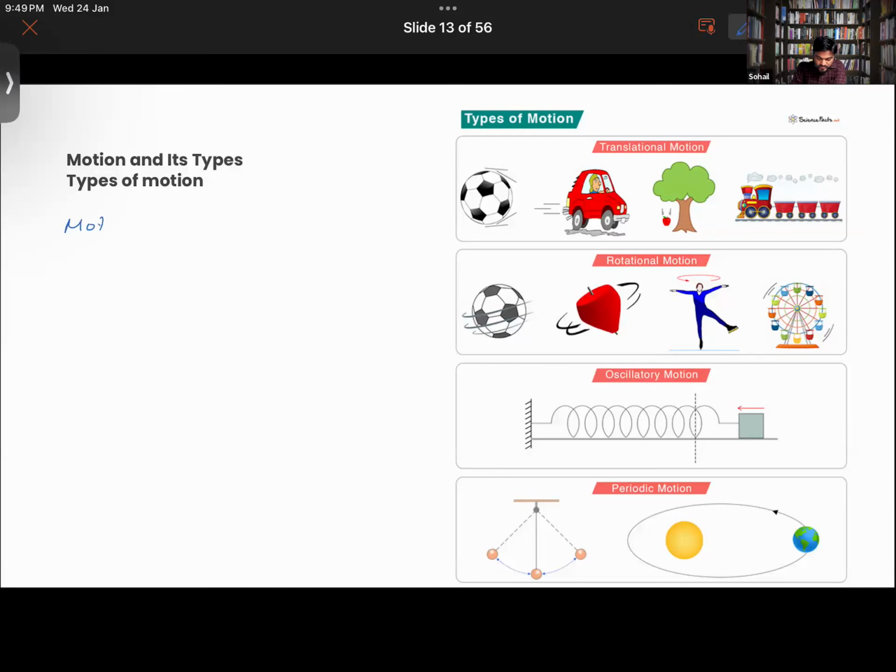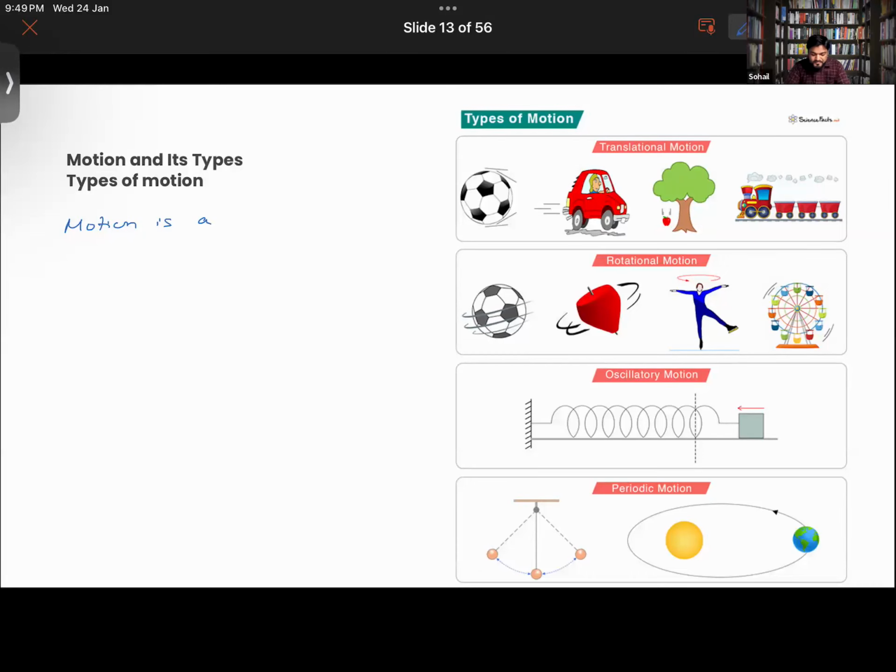So motion. Sir, also the definition of cell. Definition of? Sir, cell. CELL, cell found in our body. Yeah. Okay. You want me to write the definition for cell?